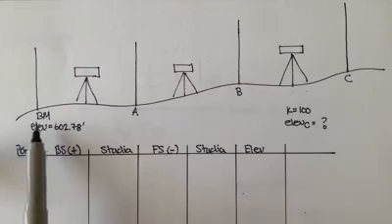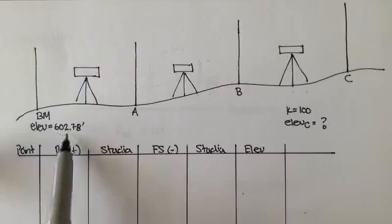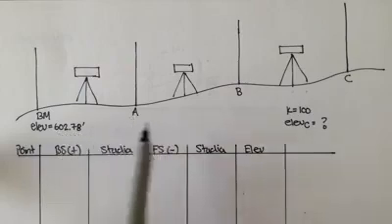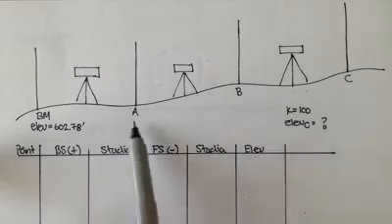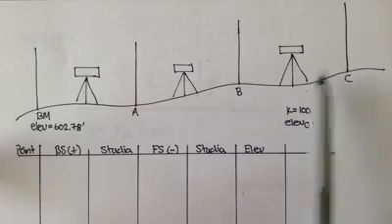Remember, benchmarks are places where we know the elevation. And the elevation of this benchmark is 602.78 feet. Okay, and the question is asking, using points A and B, what is the elevation of point C? What's the elevation of point C?